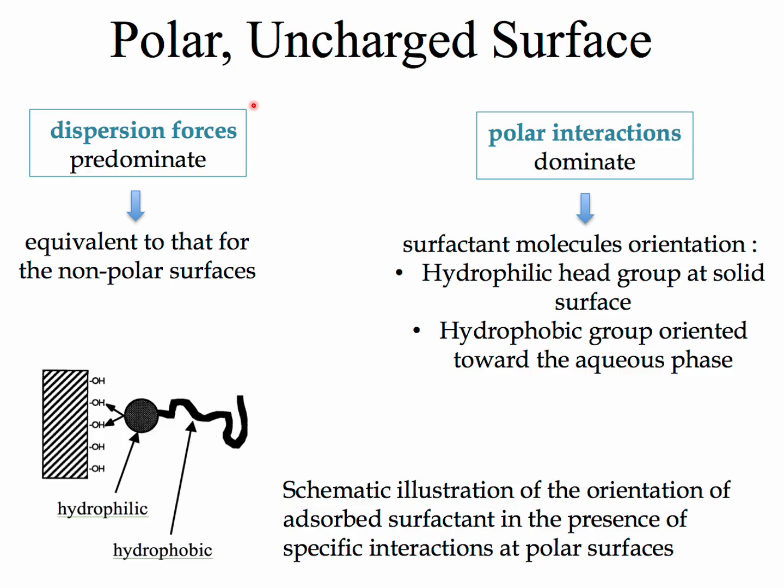This type of arrangement is a result of specific interactions at polar surfaces, such as dipole-dipole interaction or hydrogen bonding. So the key to remember here is that on polar uncharged surfaces, adsorption behavior depends on which type of interaction dominates. When polar interactions are stronger, the surfactant molecules form a more organized and directional arrangement like this one, with the head attached to the surface and the tail pointing into the liquid. This leads to a more stable adsorbed layer compared to systems dominated by only weak dispersion force.